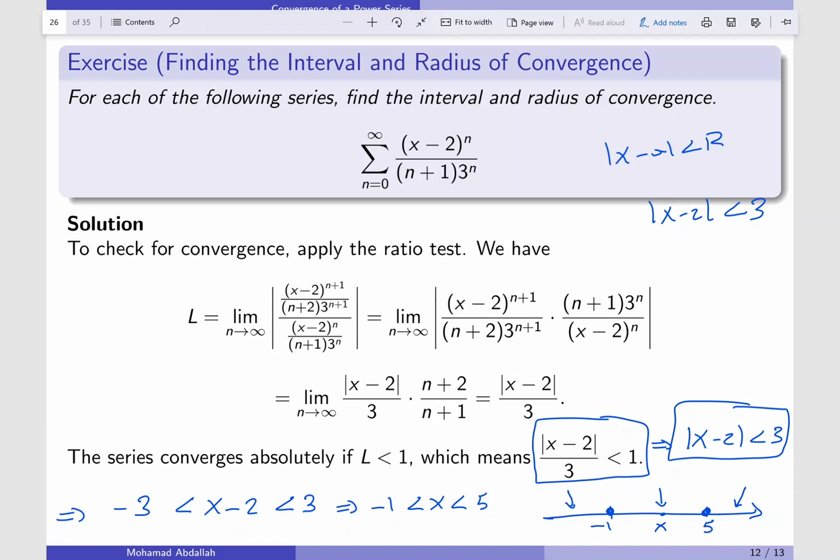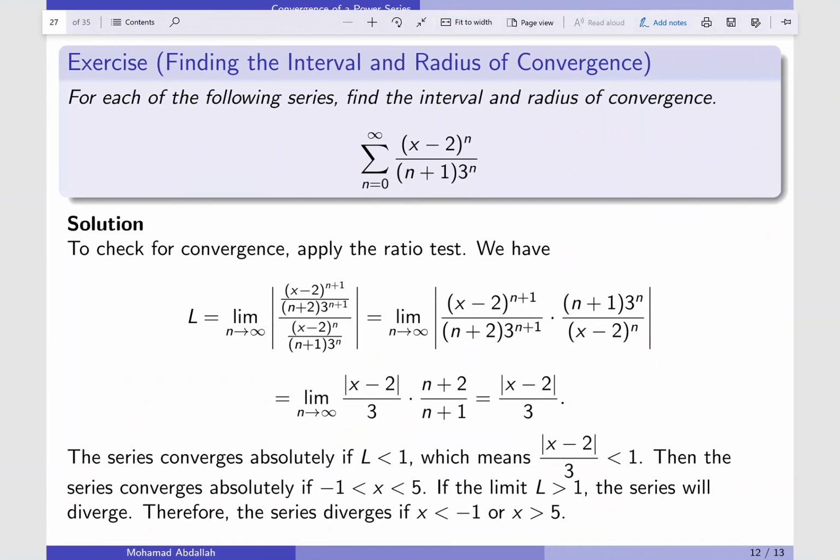Now why do I have a problem? Because when the limit is equal to 1, the ratio test is inconclusive. It doesn't tell me anything. So for these two values, I have to do them separately. So here we're saying that the series converges absolutely if x is between -1 and 5. If the limit is bigger than 1, then the series will diverge. So therefore the series diverges if x is less than -1 or x is bigger than 5.